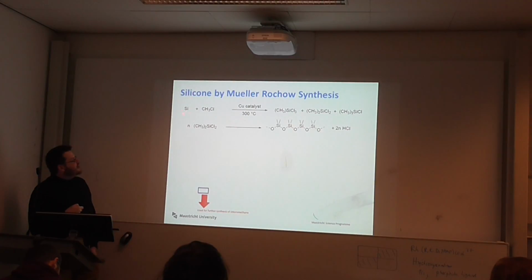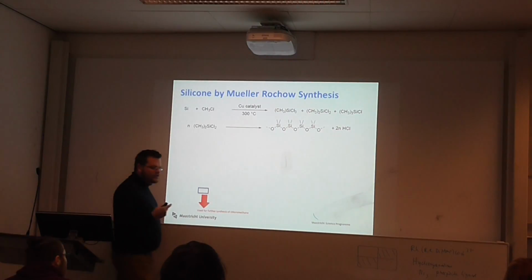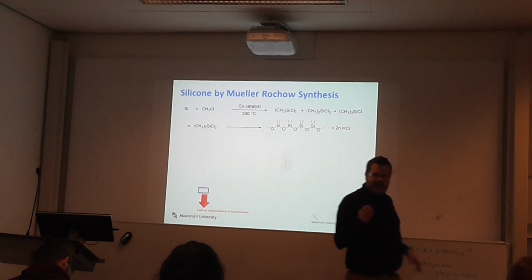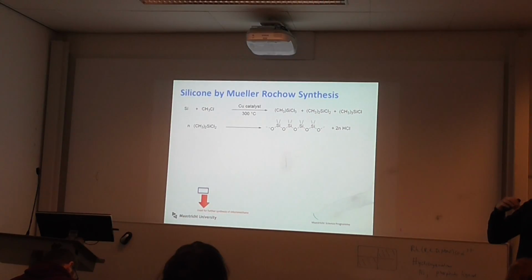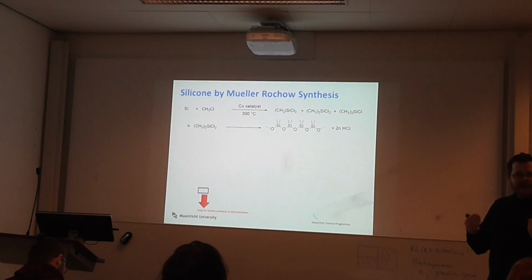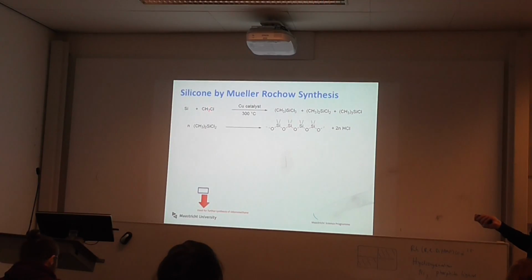What you do is you take elemental silicon, you react it with methyl chloride, with a copper catalyst at 300 degrees centigrade, and you get a mixture of chlorosilanes. Now, this is a heterogeneous process, right? So imagine you have just copper, you have elemental silicon, and somehow the copper mediates the activation of the carbon-chlorine bond in this molecule, and it is incorporated into the silicon. And we form a mixture of products.